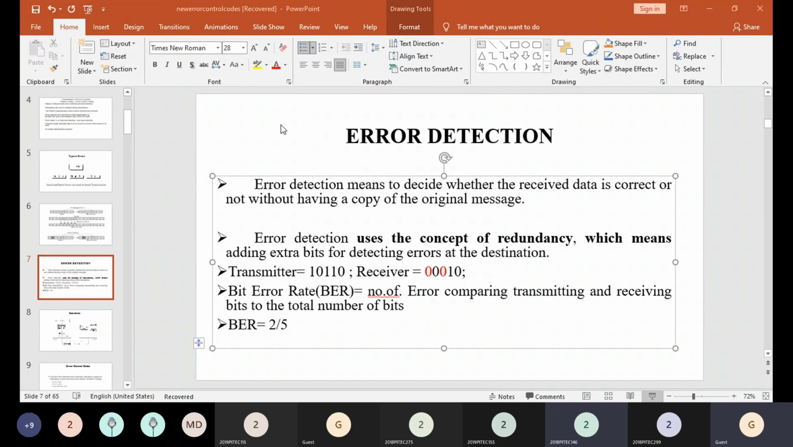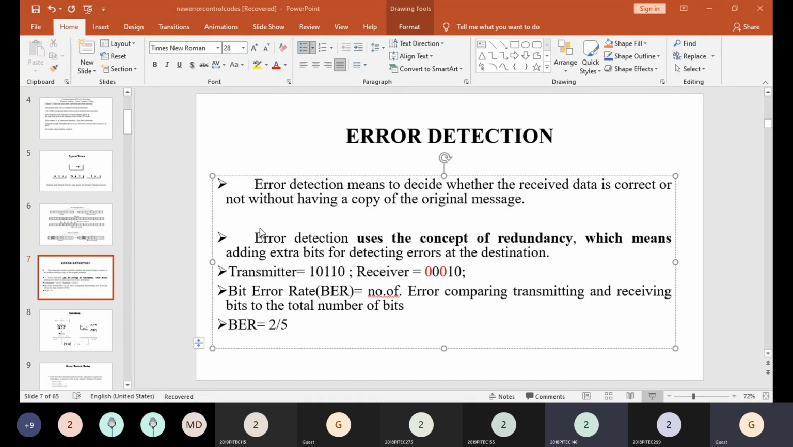Now for example, if you consider this linear block code, this is the 7 comma 4 linear block code, which is given by the generator matrix. So 7 comma 4 is n comma k, where n refers to the number of output bits.